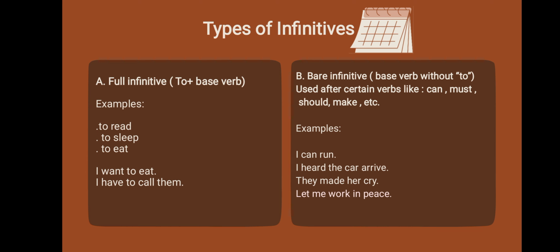Okay, the second type is bare infinitive. Bare infinitives are also known as zero infinitives. They are formed without to. In fact, you simply use the base form of a verb without to within a sentence. As you can see, they're used after certain verbs, actually after modal verbs, perception verbs like see, feel, and with the words let, make, and do.